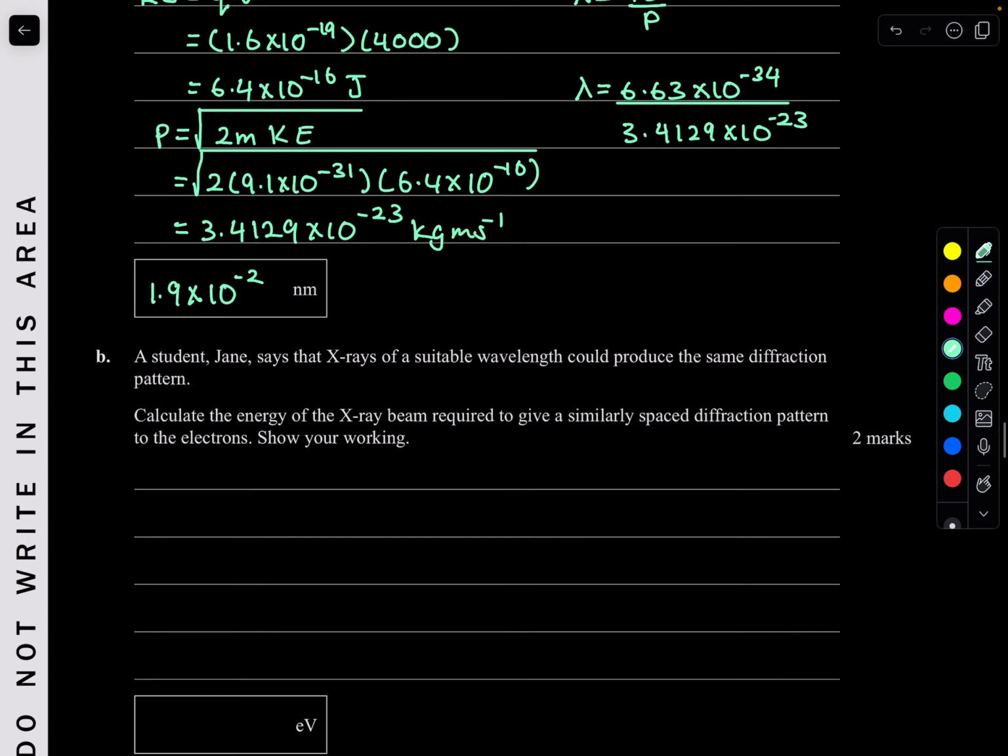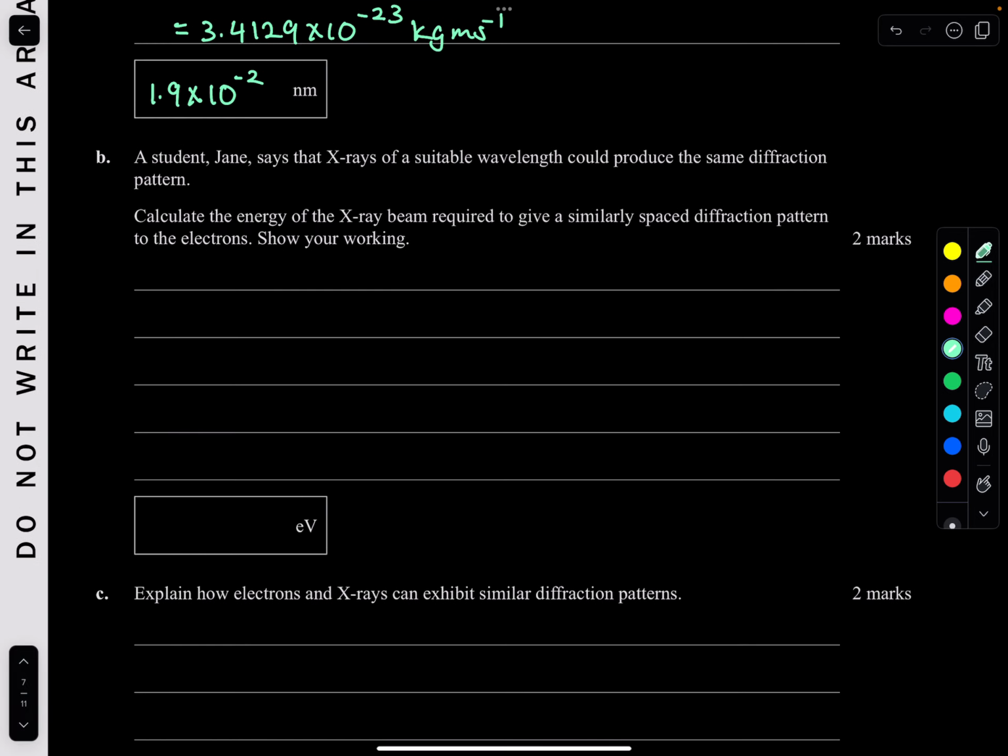Easy. B, a student Jane says that x-rays of a suitable wavelength could produce the same diffraction pattern. Absolutely, she's correct. If the de Broglie wavelength of an electron is the same as the x-ray, they'll both produce a similar diffraction pattern.